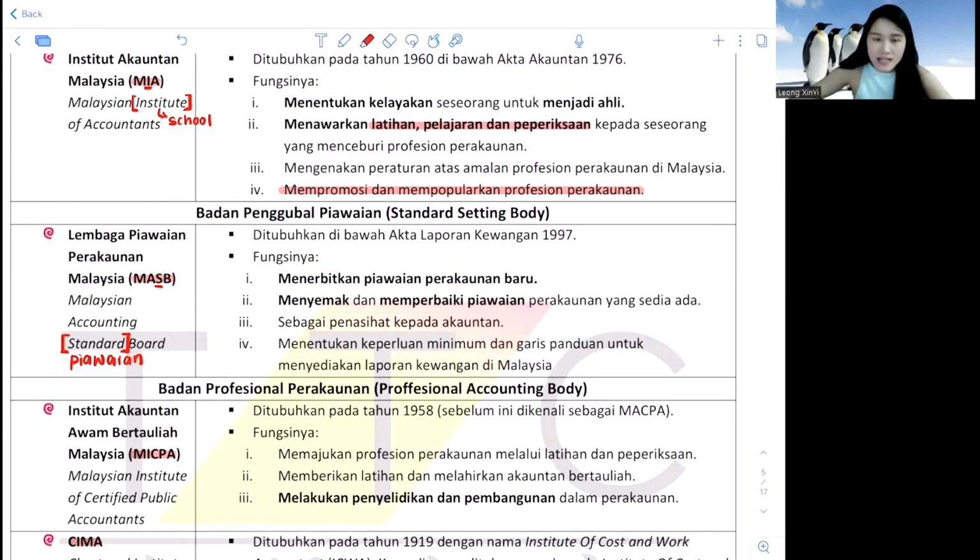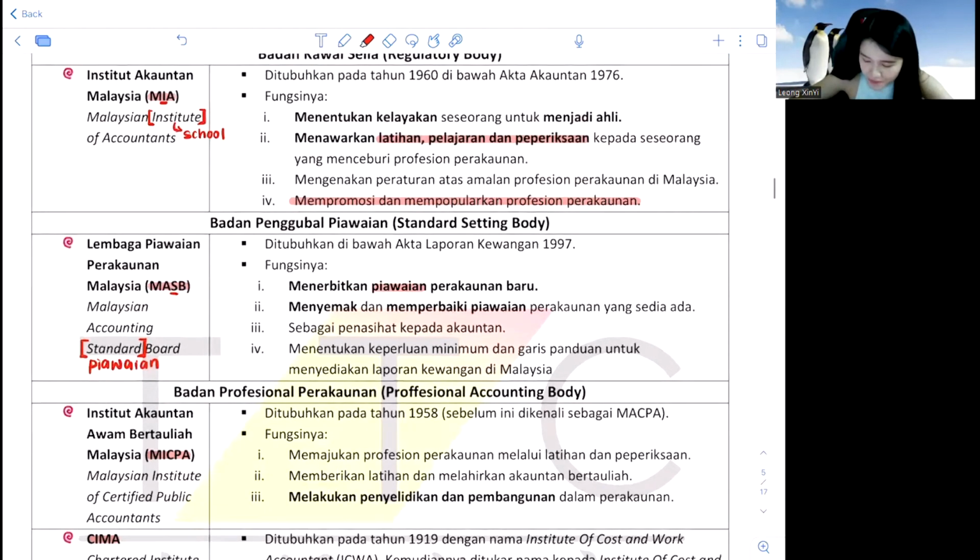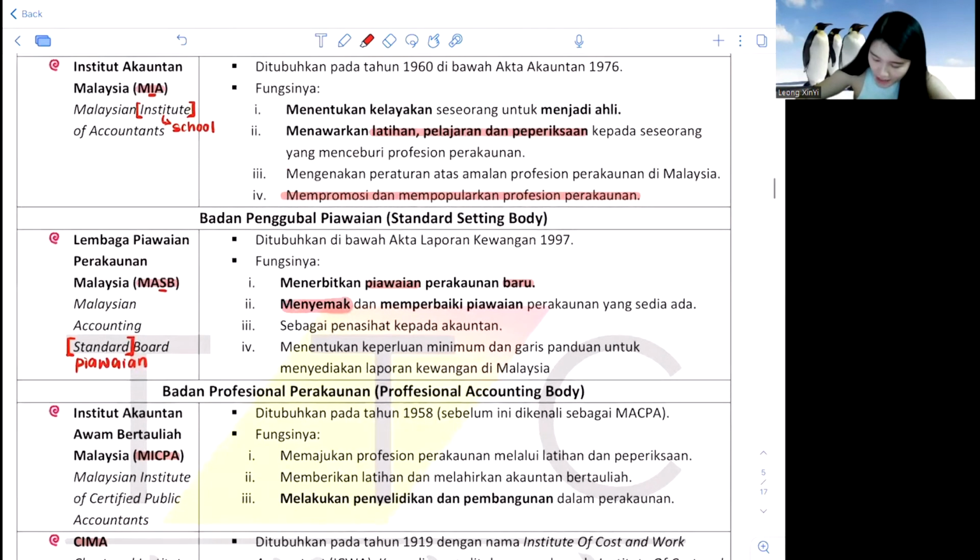So it's either MASB will form a new piawayan baru, okay, or they will fix it, menyemak dan memperbaikikan piawayan. So it can be both lah. See whether there's a need to form a new standard or not, or is it the old one still applicable? Then we just continue using lah, just adjust a few of them to update them.